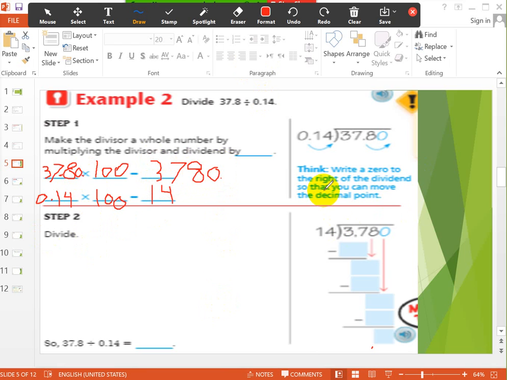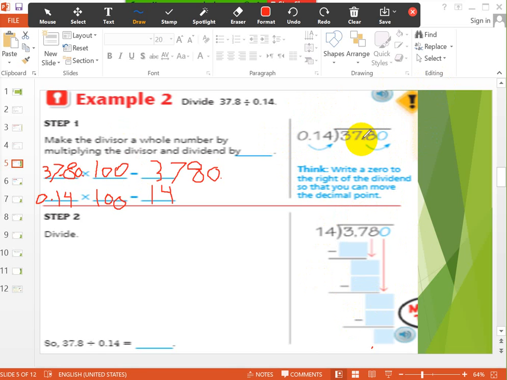Okay? Now we will start the division. Okay, Farah, I repeat again. How will I remove the decimal point from the dividend and the divisor?